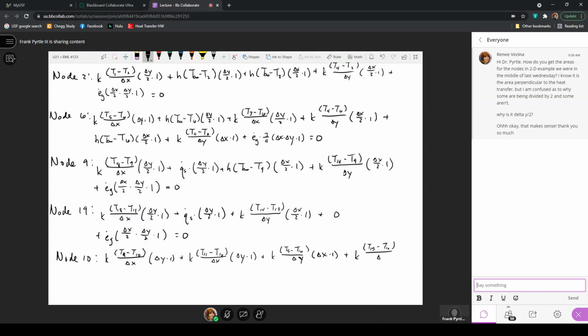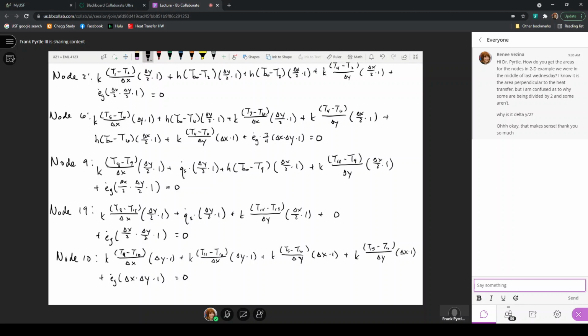(T15 minus T10) over delta Y times delta X by unit 1 into the page, plus the generation that's occurring. That volume is delta X by delta Y projected by unit 1 into the page, and the sum is equal to 0. This would be the same form written for all the interior nodes, in that the areas on the left, right, top, and bottom are all defined by a full delta X and a full delta Y for heat transfer between that node and the nodes around it.